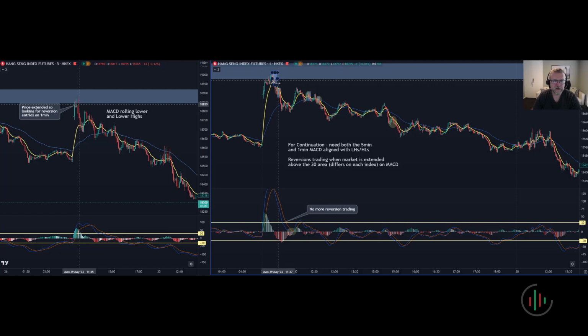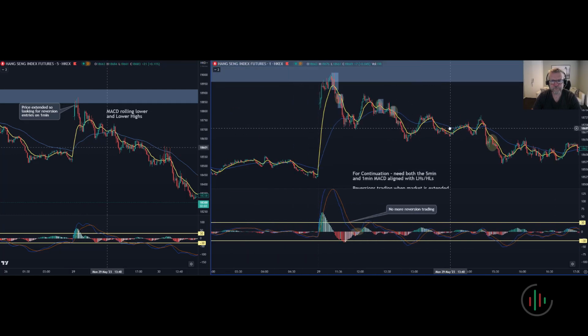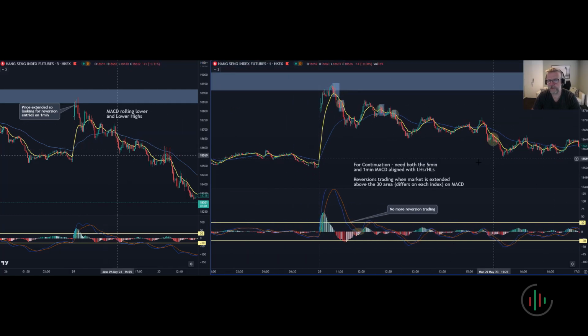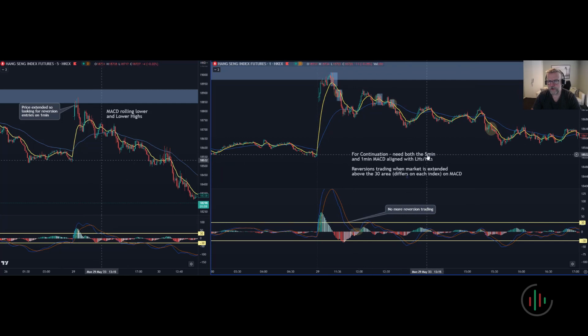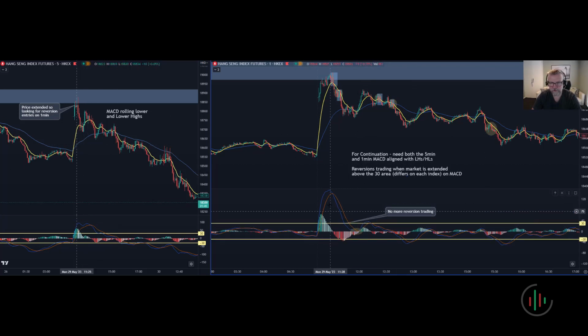So what you can see, you go across to the 1. I've just got a few notes, you can read over those. Continuation, you need both the 5 minute and 1 minute MACD aligned with lower highs, higher lows. Okay, so we'll talk about that in a minute. Reversion, they will probably be opposite, so you're looking for the 1 minute to lead the 5 minute. Right? And in this case, we ideally want that MACD to be rolling. We want to be on the side of the turn, if that makes sense.